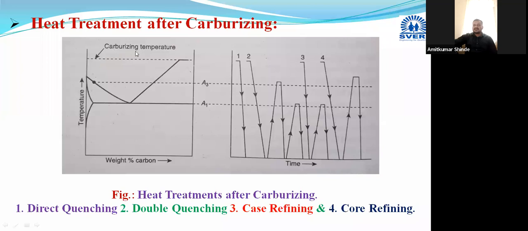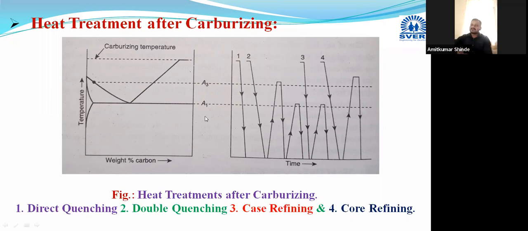Hence, if the austenite is fine at that carburizing temperature region, then we will get the desired hard and wear resistant surface and a tough core by direct quenching. And if it is not the case, then we have to use other methods like double quenching, case refining, or core refining. Okay, so this is the direct quenching method which is used after carburizing.